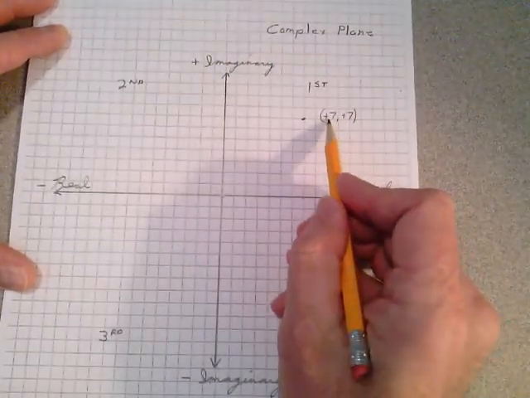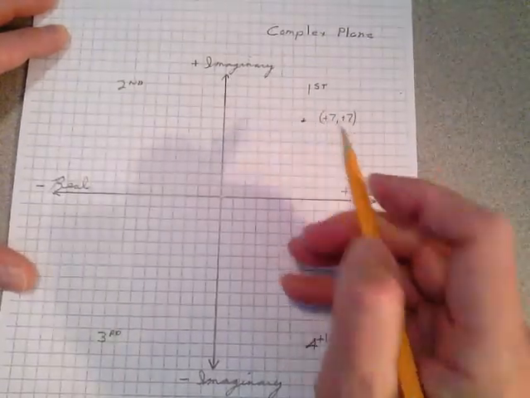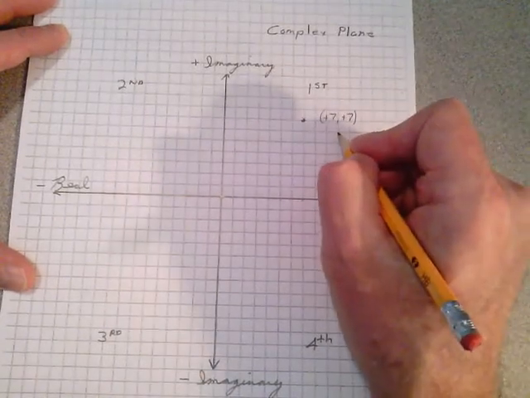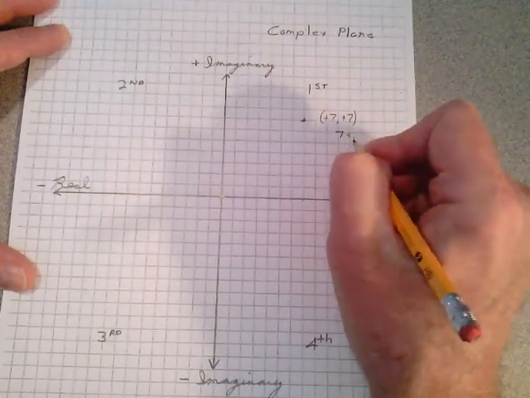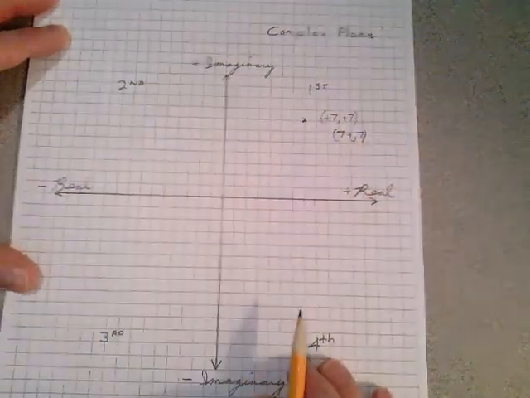So that point is 7, comma 7. Well, the way we'd represent that in rectangular form isn't 7, comma 7. They're both shown as real numbers. We'd show that as 7 plus j7. So that point in rectangular form is 7 plus j7.